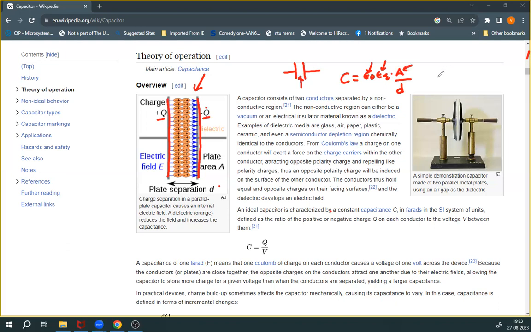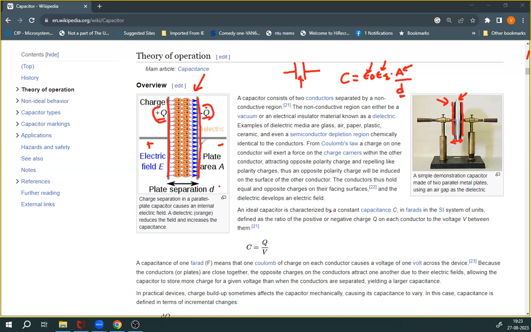Just like shown in this picture, you have these two plates, and in between there is this dielectric material. A is the cross-section area of individual plates, and D is the gap separating the two plates, or the distance between the two plates. When you apply a voltage across the two plates of this capacitor, charges are created on the two plates according to Coulomb's law.